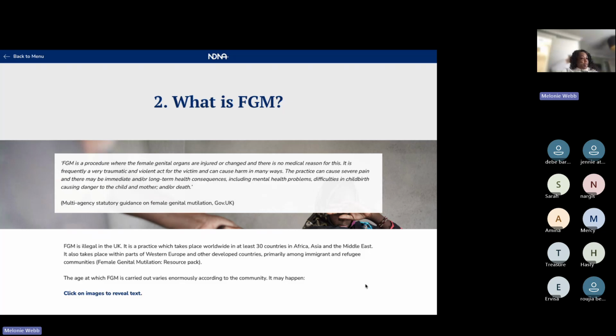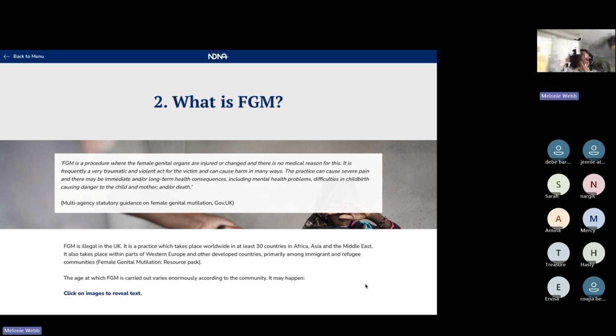FGM is a procedure where the female genital organs are injured or changed and there is no medical reason for this. It's frequently a very traumatic and violent act for the victim and can cause harm in many ways. The practice can cause severe pain and there may be immediate and long-term health consequences, including mental health problems, difficulties in childbirth, causing danger to the child and mother, and or death. And that is from the multi-agency statutory guidance on female genital mutilation.